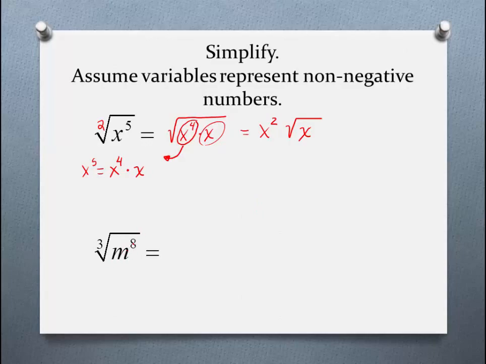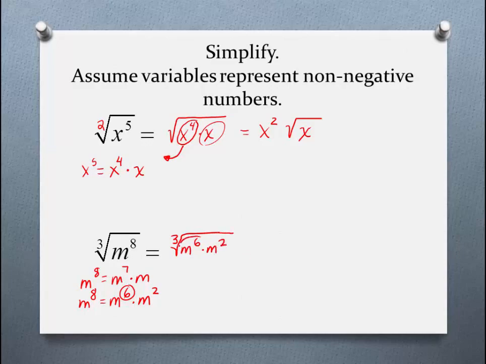For this one down here, cube root of m to the 8th. So I want an exponent that 3 will divide into. Well, I can start with m to the 8th is m to the 7th times m. But that doesn't really help me because 3 doesn't divide into an exponent of 7. So instead of peeling off one factor of m, I'm going to peel off 2. So I'm going to rewrite it as m to the 6th times m squared. And that will help me because 3 divides into that exponent of 6 right there. So I'm going to rewrite this as the cube root of m to the 6th times m squared.